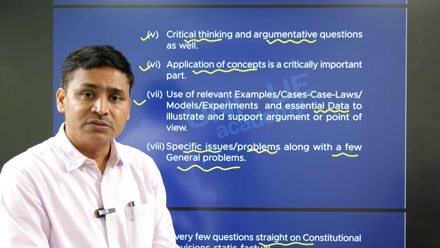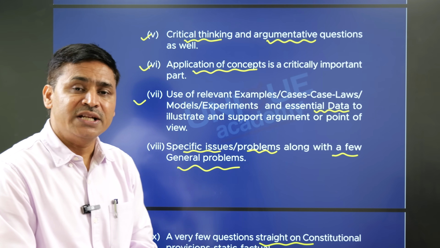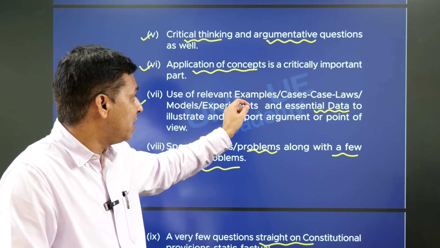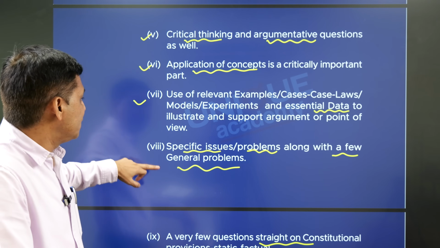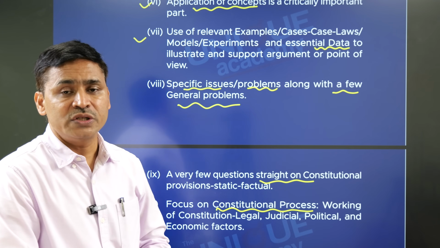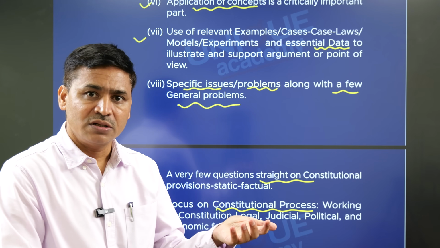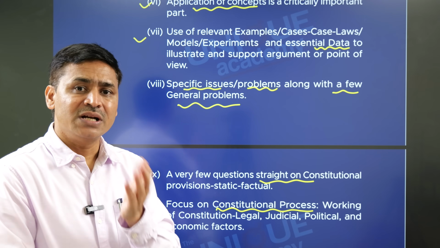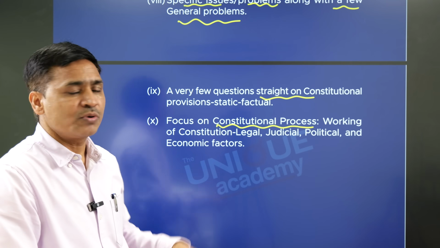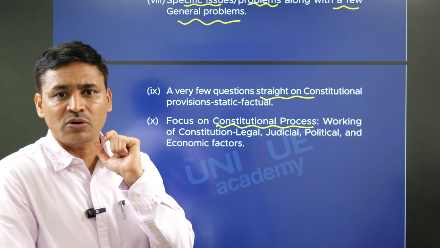Now, question on inequality, paradox of poverty, then the challenges faced by children in the digital era. These questions demand relevant data. Then specific issues and problems along with a few general problems. So we saw in connection with, again, I'm referring to the same question, the challenges faced by children in the digital era. Very few questions were asked on constitutional provisions, that is the static question, just one question, that is the Attorney General.